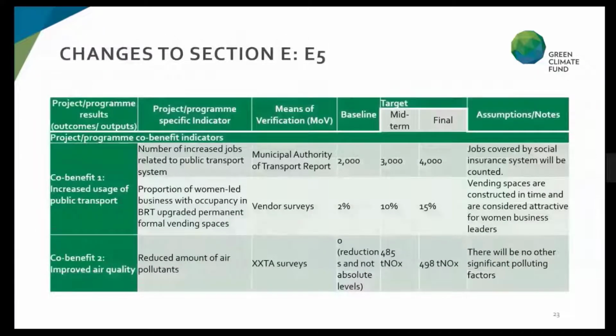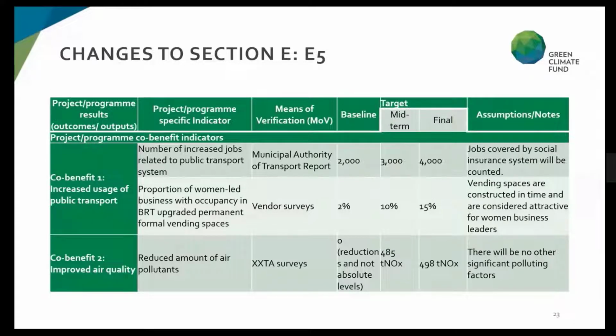However, the key change in Section E5 relates to the addition of a separate co-benefits indicators table. This change was introduced to support AEs to monitor better the co-benefit outcomes of projects or programs, as the IRMF encourages. In our case study, you will recall that two co-benefits have been identified: the increased use of public transport and improved air quality.